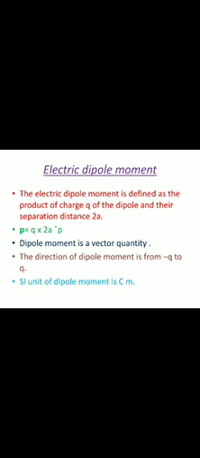The direction of dipole moment p is always from minus q charge to the plus q charge. And as we are aware, dipole moment is a vector quantity. Coming to the SI unit of dipole moment, the SI unit of charge is coulomb and the SI unit of distance is meter. So the SI unit of electric dipole moment is coulomb meter, which is abbreviated as capital C and small m.